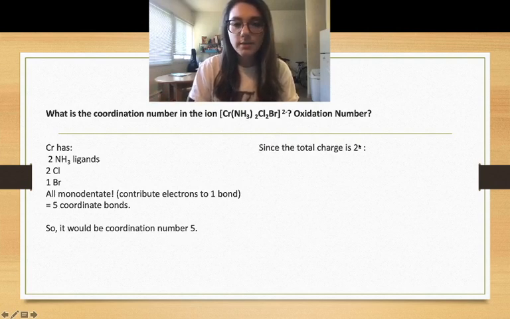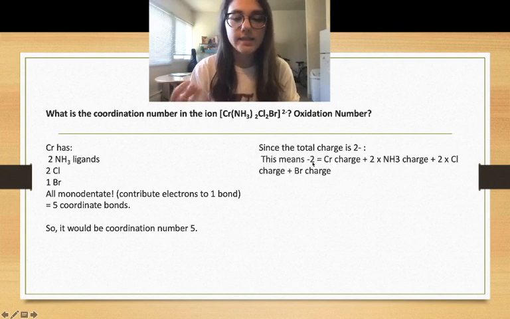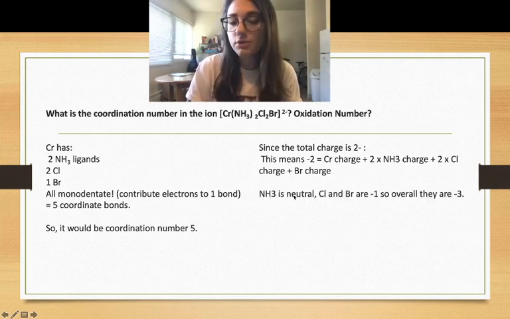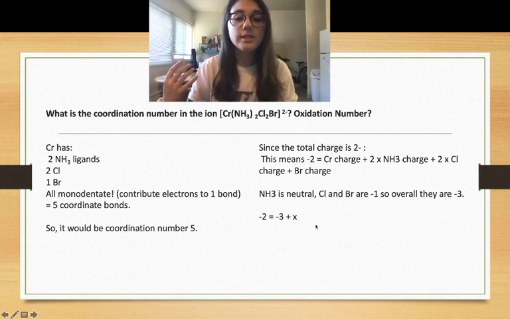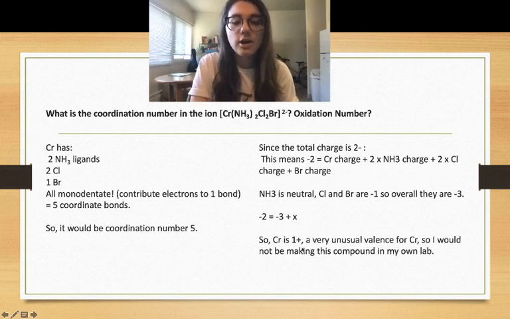Now for the oxidation number. Since the total charge is 2 minus, the 2 minus charge equals the charge of the chromium plus 2 times the charge of the ammine plus 2 times the charge on the chlorine plus the charge on bromine. Ammine is neutral overall, and chlorine and bromine are -1. All the halogens are -1. That means all of your ligands have an overall charge of -3, and -2 equals -3 plus the charge on chromium. So chromium has a charge of +1, which is really unusual for chromium, and I would definitely not be making it in my own lab.